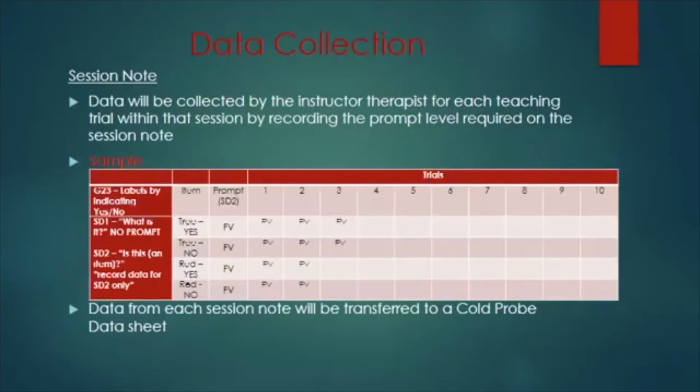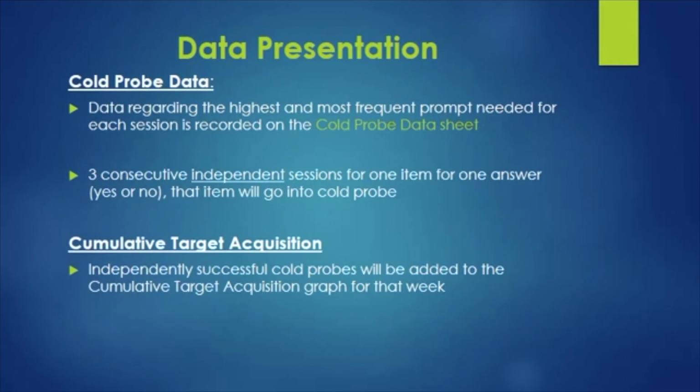The instructor therapist will record the prompt level needed for each trial on a session note. This data will then be transferred onto a cold probe data sheet. The highest and most frequently needed prompt for each target at the last session will be recorded on the cold probe data sheet, and the instructor therapist will circle yes or no, indicating whether that was the last prompt level needed at the current trial. The prompt level needed for the current trial will then be marked in the next box for the next session.